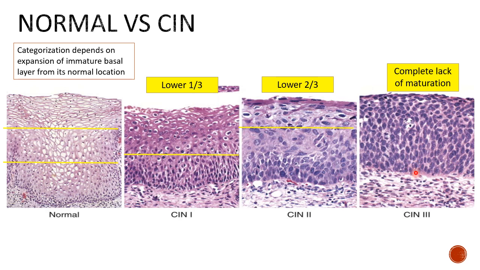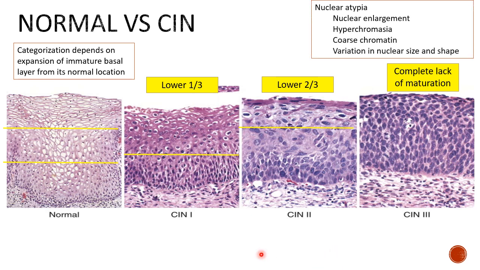All the cells look the same from bottom to top. So this is now complete lack of maturation or full thickness dysplasia. So the nuclear atypia that are present are characterized by enlargement, hyperchromasia, coarse chromatin, some variation in nuclear size and shape, some disarray, and haphazard arrangement as well. But another point to make is that if you look at the bottom, the basement membrane is intact in all cases, okay, and this is especially important when you're dealing with high-grade dysplasia, because when you have intact basement membrane, then you know that there is no invasion into the stroma.